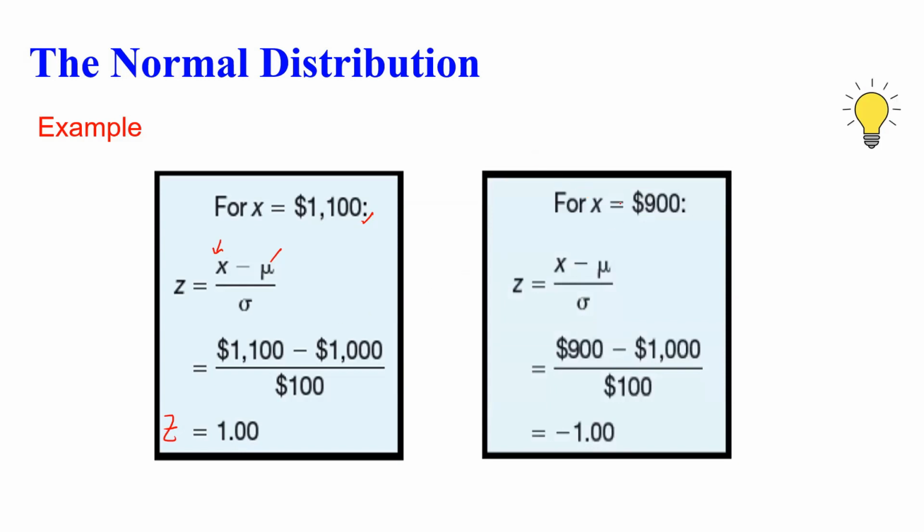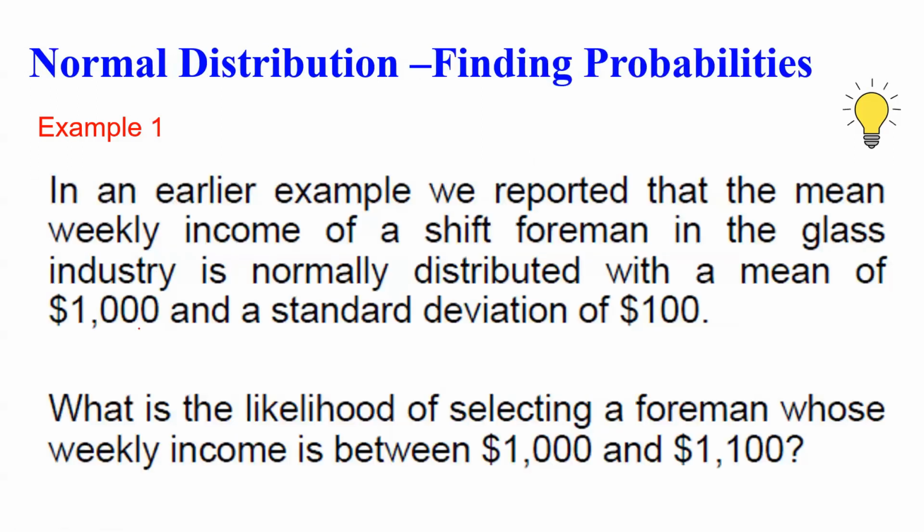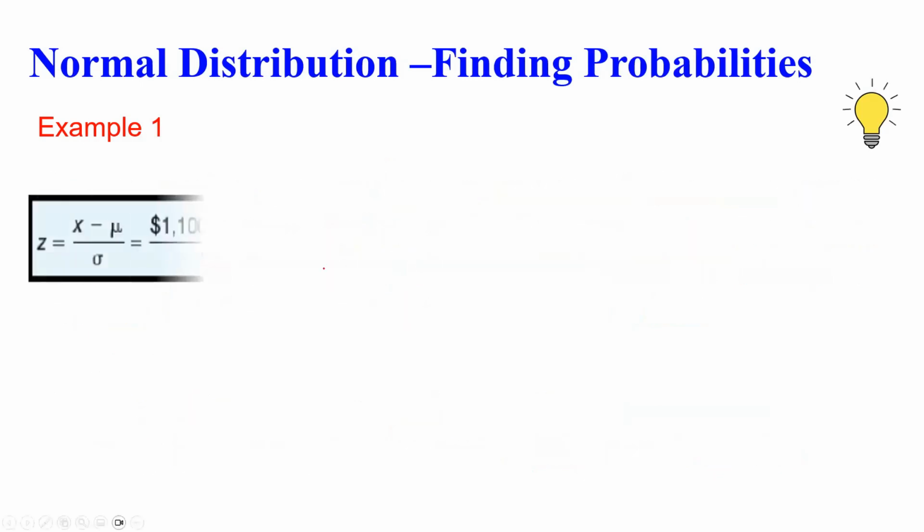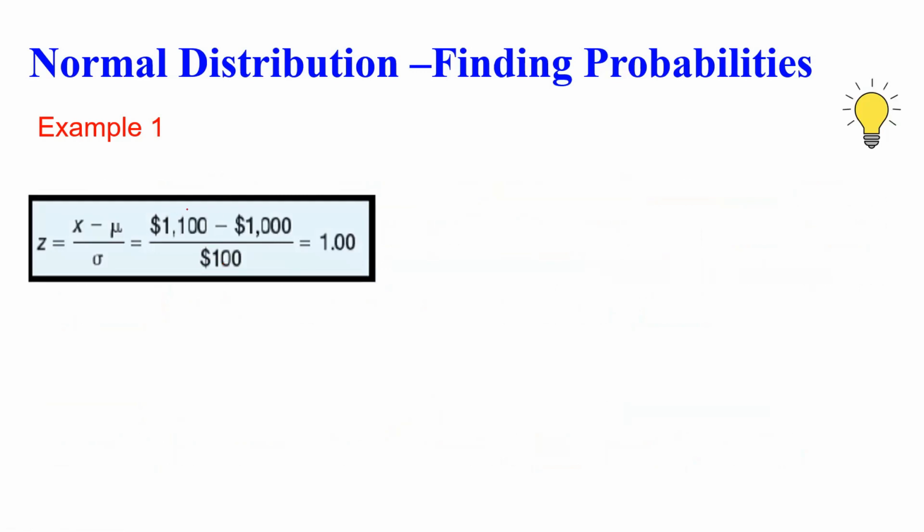For the second case, we're going to calculate when the foreman's earning is about 900. Again, we substitute X with 900, minus the mean value of 1,000, over the standard deviation of $100, and we get minus 1. Additionally, we have one more example. What is the likelihood of selecting a foreman whose weekly income is between 1,000 and 1,100? Same thing: 1,100 minus 1,000 over the standard deviation of 100, so you get 1.